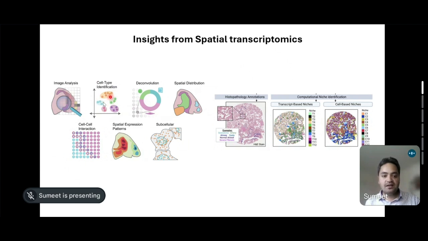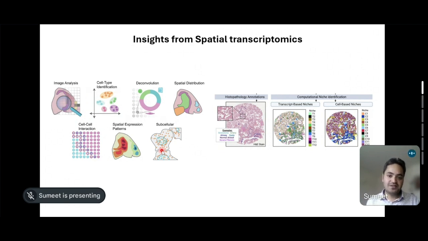You can identify your cell types, you can deconvolute, you can identify spatial distribution, meaning you can see this area which is purple will be one type of cells. You have green, this is another type of cells, orange, this is another type of cells. And what you can also do is look at the cell-cell interaction, how your macrophages are interacting with fibroblasts, or how B cells are interacting with fibroblasts, or macrophages interacting with T cells, and so on. The most important thing is you can also look at the subcellular localization. So within a single cell, you can also do some subcellular staining with some antibodies, and you can identify within a single cell where exactly your gene is being expressed.